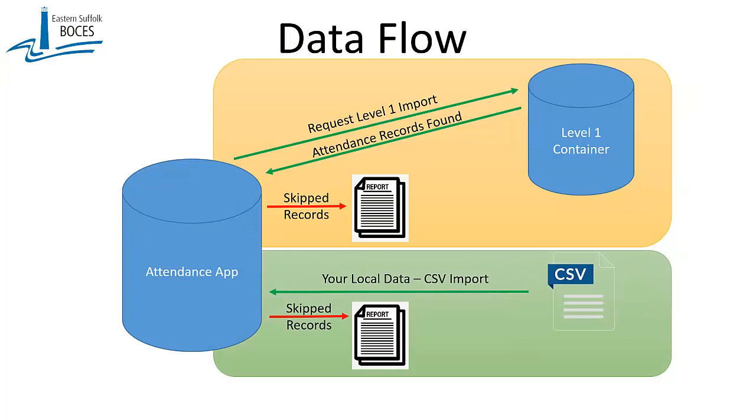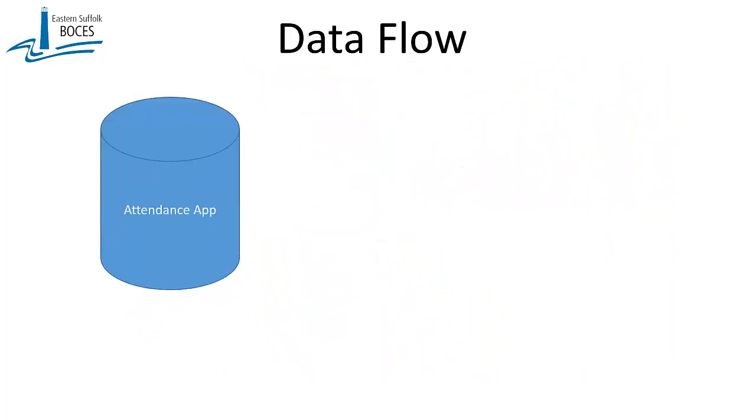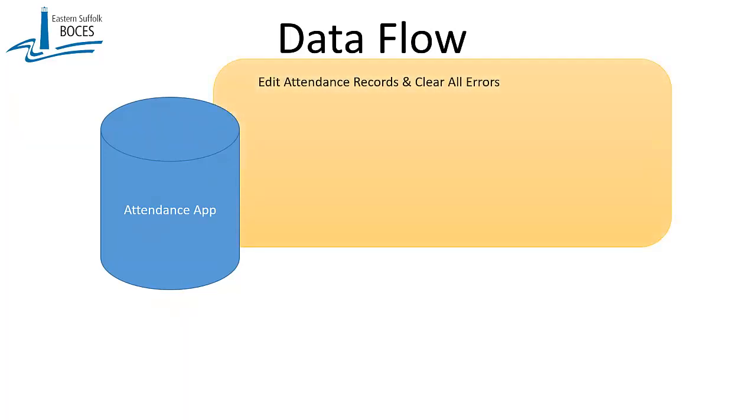You can contact your ESB support group for assistance in researching any such errors. At this point, all of your import routines have been completed, and the attendance app now contains all the attendance records currently available. Let's move on to the next step in the data flow, which is the editing of the data. Now that all your existing data is stored in the attendance app, let's cover the main responsibilities in completing your attendance data. At this point, you need to edit your attendance records and clear any errors that the system has identified. You do this by deleting records, modifying records, and creating missing records.